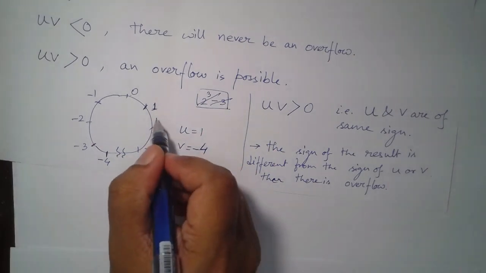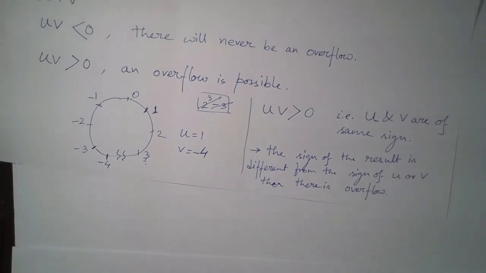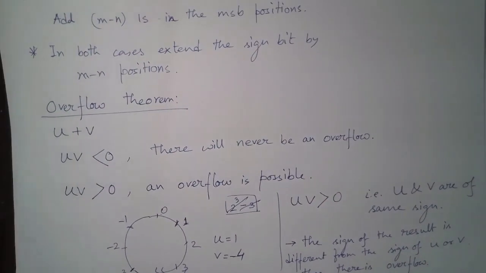So basically you have to have some mechanism to detect this overflow and make sure that you do the correction. All right. So this is what is meant by overflow. So we will break here and then continue our discussion from here.